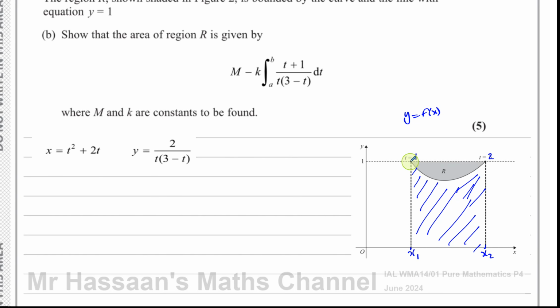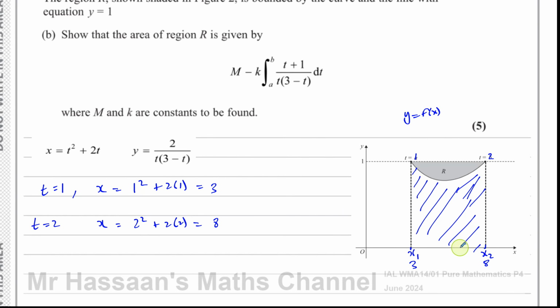Now, this is not the x value, this is the t value, so don't get confused by that, right? We need to know what the value of x is when t equals 1. We have x equals 1 squared plus 2 times 1, which is going to be 3. So this is 3 in terms of x value. And when t equals 2, we have x equals 2 squared plus 2 times 2. Okay, which is going to be 4 plus 4, which is 8. So this value of x is 8.